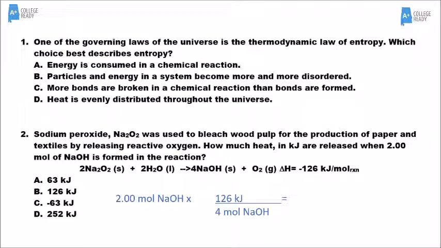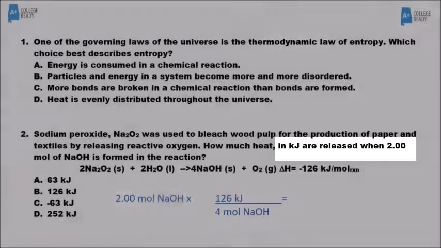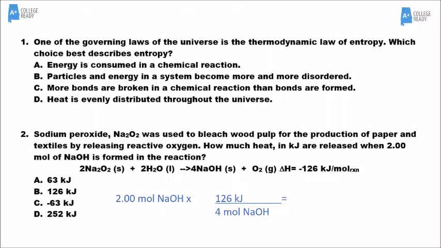Notice in the setup that basically it becomes half of 126, and half of 126 is 63. Notice that there is both a positive 63 and a negative 63. Because the question says "are released," you just want an answer. It shouldn't have a negative sign. So how much heat in kilojoules is released? That would be positive 63 kilojoules.